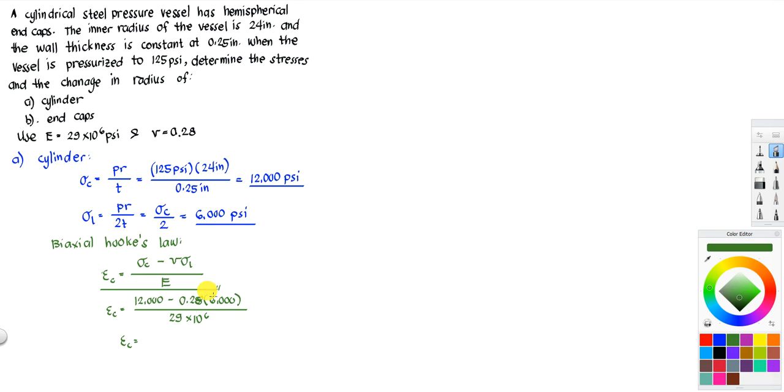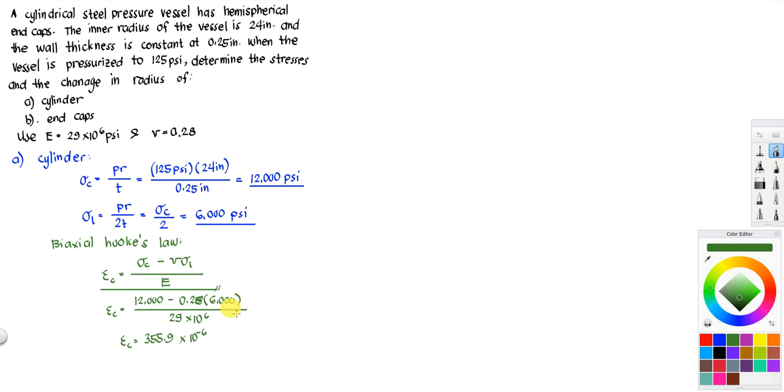So that's 3.50 times 10 to the 6, 355.9 times 10 to the negative 6. So this is unitless, so you can have that.